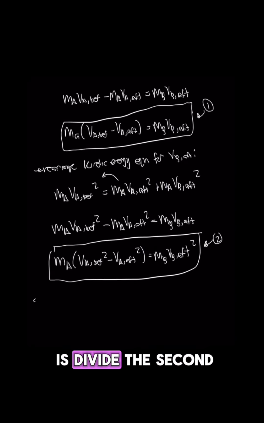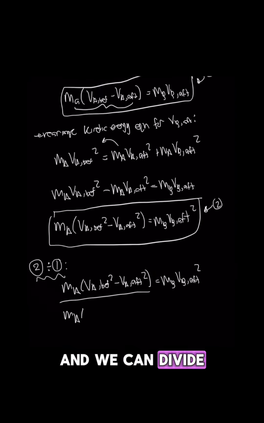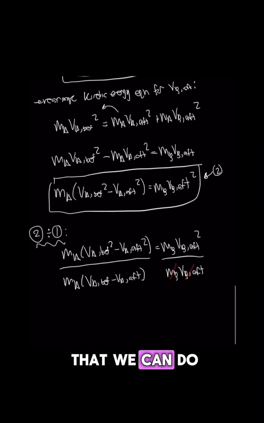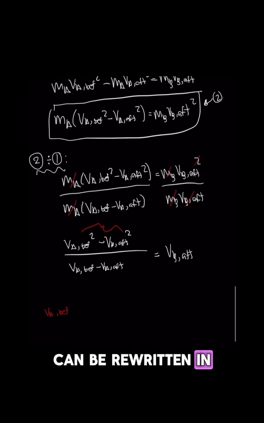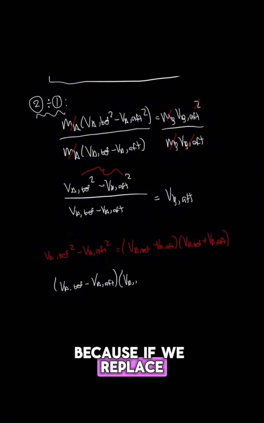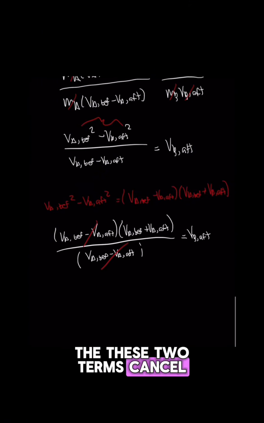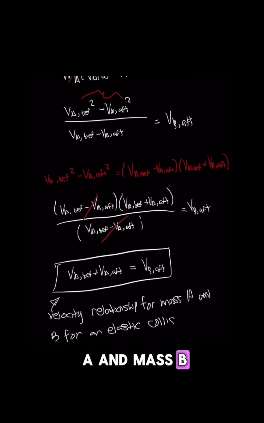And now what we can do is divide the second equation by the first equation. So this is the second equation here, and we can divide the left side by the left side of 1, and we can divide the right side by the right side of 1. And if we do that, we can do some simple cancellations. And then we can note that this expression here on the top can be rewritten in this form here. This is going to help us cancel out the denominator, because if we replace it, you can see that these two terms cancel, leaving us with this expression here. So this is the velocity relationship between mass A and mass B for an elastic collision.